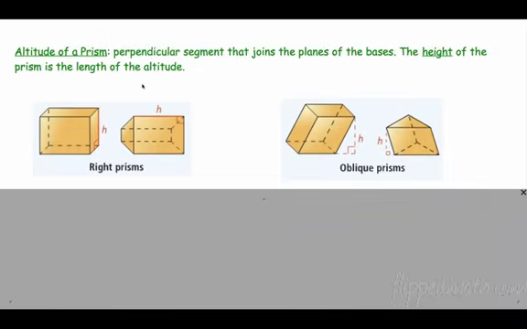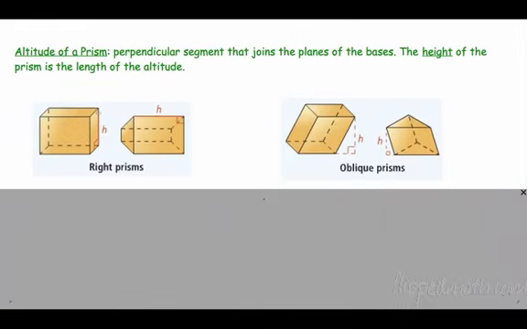So let's talk a little bit more about these bases. The altitude of a prism. The altitude of a prism is the perpendicular segment that joins the planes of the bases. The height of the prism is the length of the altitude. So this edge here is the height. It is the perpendicular distance from one base to the other.